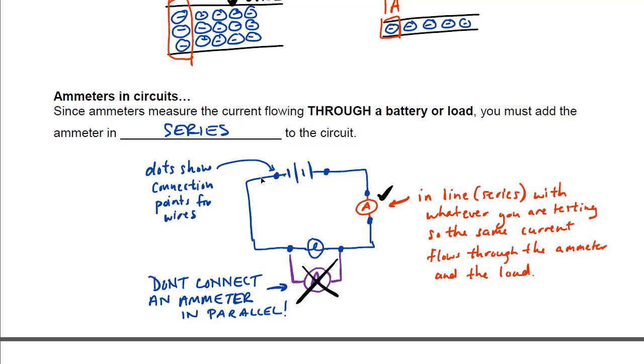Okay. Now on our diagrams, if you see these dots here, really that just means that there's some kind of connection. So the wire that was connecting to the battery had a separate little node or connection there. Same thing with the light. There was a connection on the light and then another connection on the other side of the light. So again, in series, not in parallel. Only voltmeters are added in parallel.